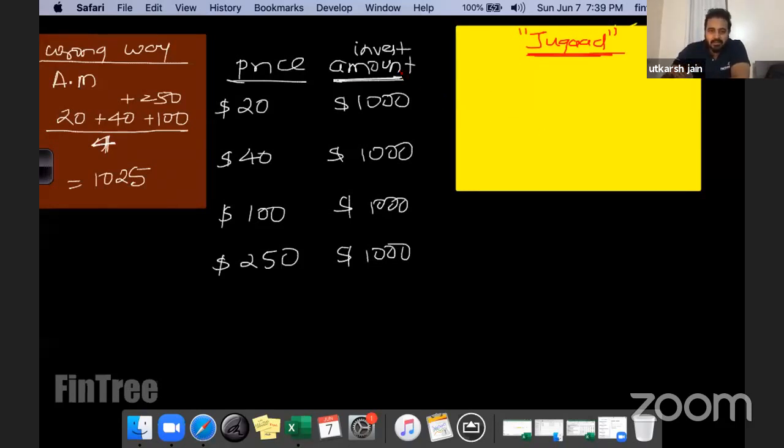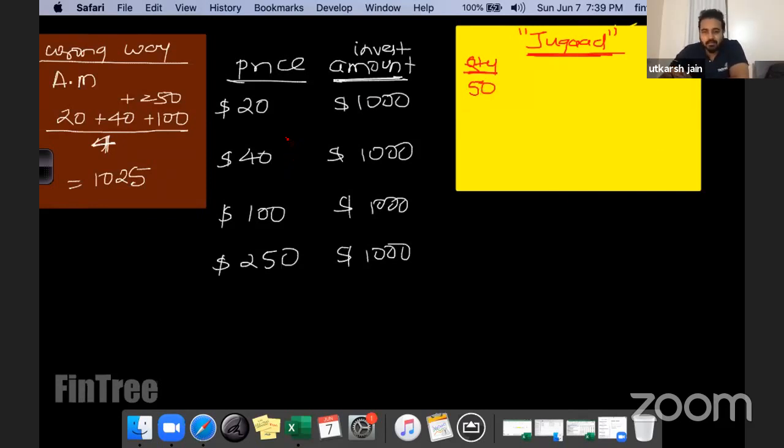What technique? You ask yourself, how many stocks will I be able to buy in each scenario? So ask yourself about quantity. I'm investing $1,000 and one stock is coming for $20. So how many stocks do you think I'll be able to buy with $1,000? 50. So in the first month, I must have got a quantity of 50.